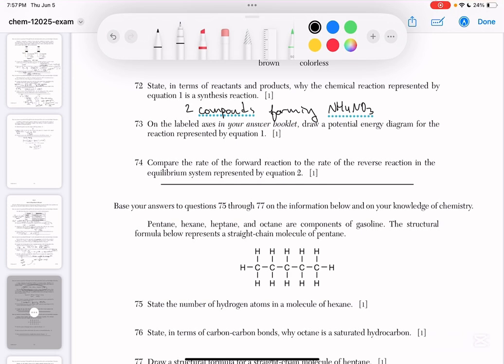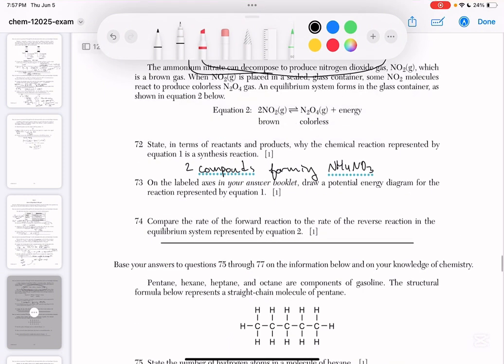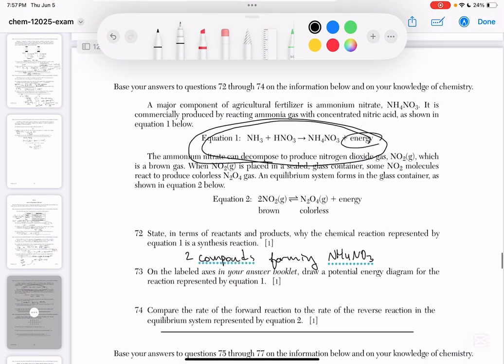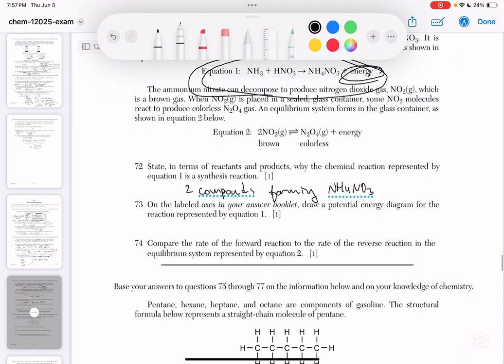Label axes in your answer booklet, draw potential energy diagram. Okay, so as we can see here, energy is a product. Remember what we did earlier in the video? That means that this is an exothermic reaction.